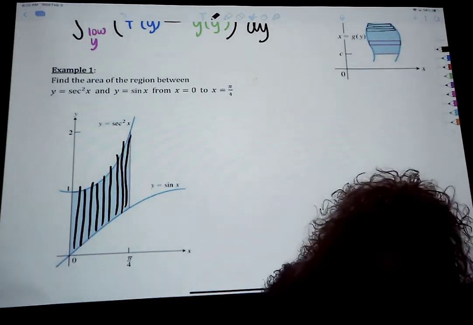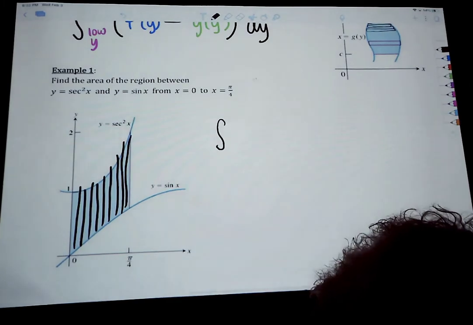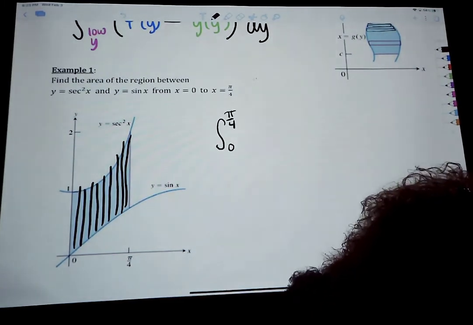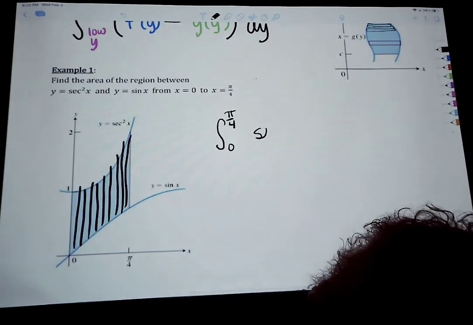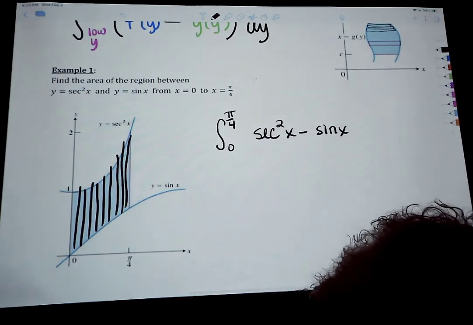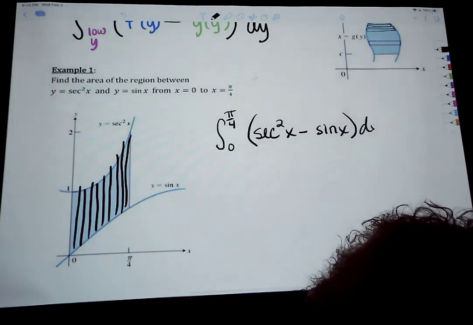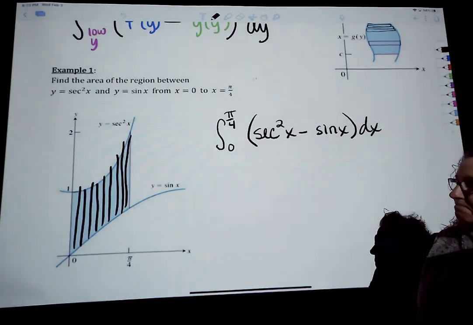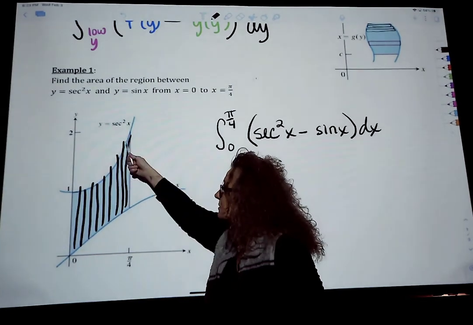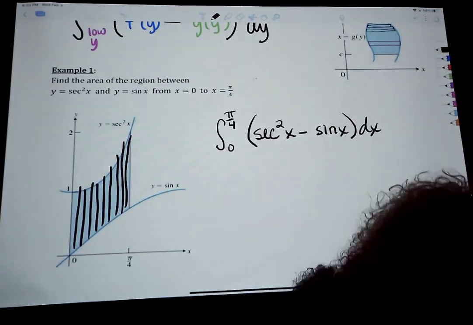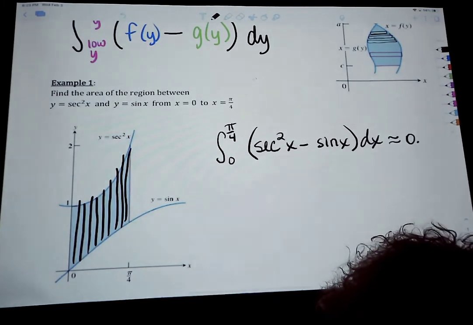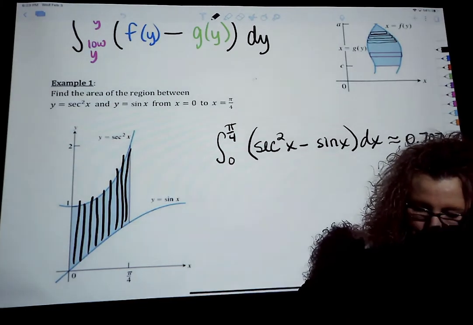They're so skinny you can't even hardly see them. Anyway, so I'm going to go from the low x to the high x. The higher function minus the lower function, dx. These y's are higher than these y's. This y is higher than this y. And I'm going to round to 3, and I get approximately 0.707.